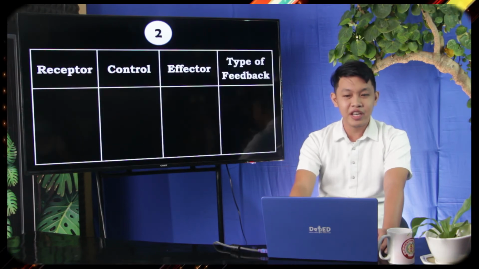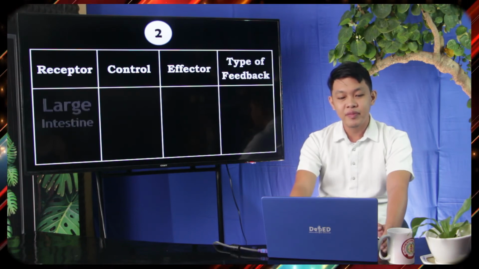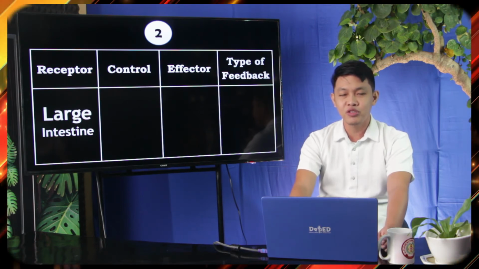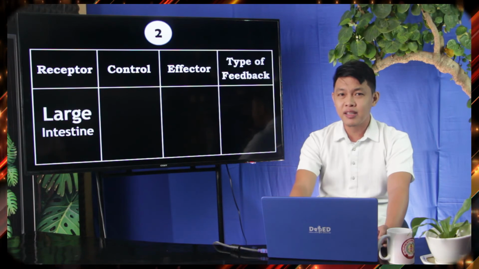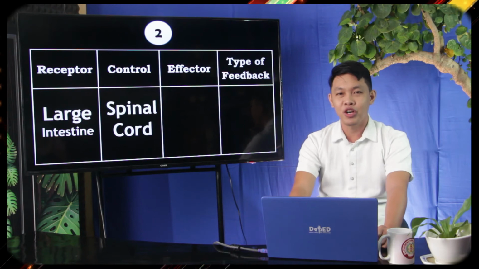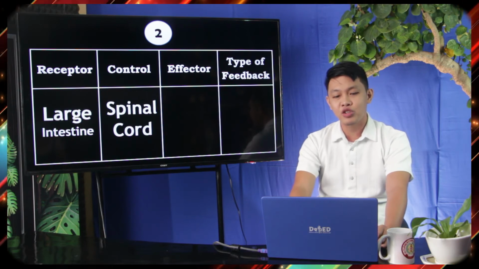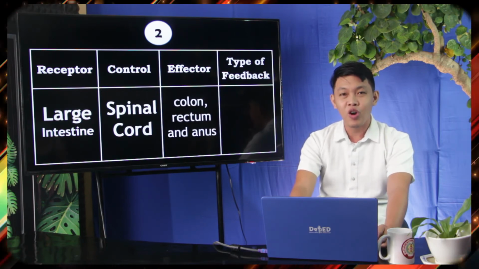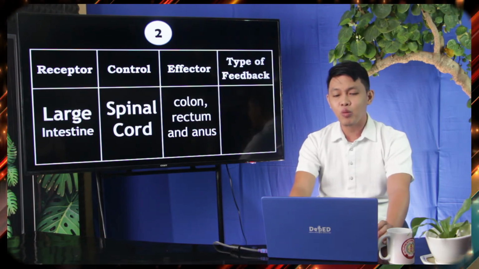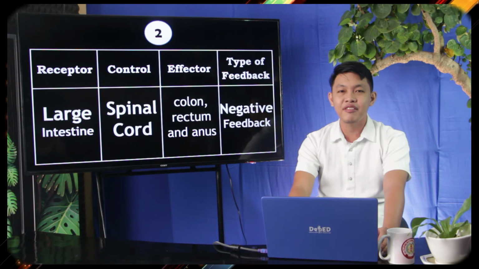Okay, let's answer for number 2. The receptor for this item will be the large intestine because it senses the stimulus in our example, and it will pass the message to our control center, the spinal cord. And the spinal cord will react and send an instruction to our effector, the colon, rectum, and anus. So in this item, what type of feedback mechanism is this? This is a negative feedback mechanism.